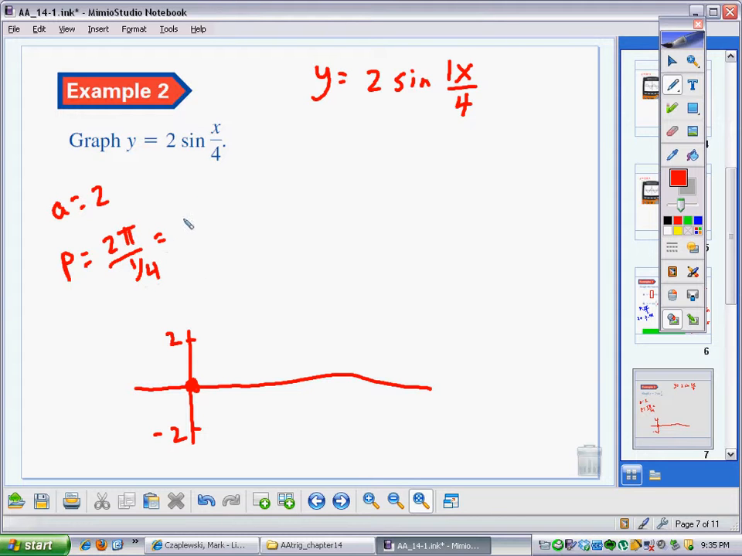Interesting. So 2 pi times 4 is 8 pi. So my ending is 8 pi. Halfway is 4 pi. Okay, half of that is 2 pi. So there's a 2 pi difference, so that would be 6 pi. And here we go. Up the hill, down the hill, and back up. And there you have it, 1 period or cycle of y equals 2 sine x over 4. Feel free to check it on your calculator.